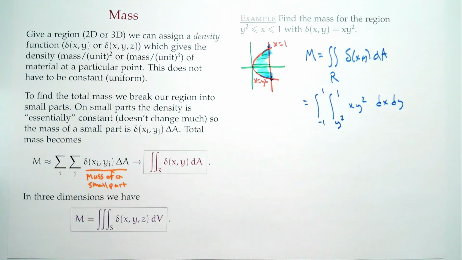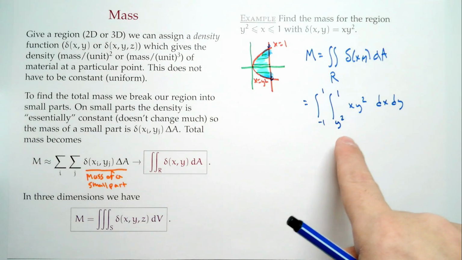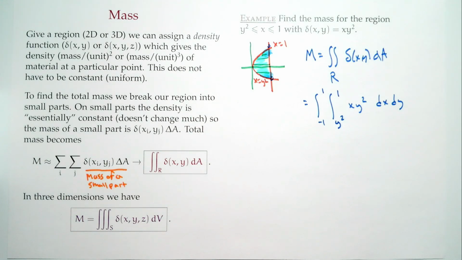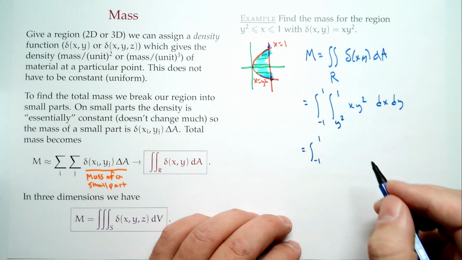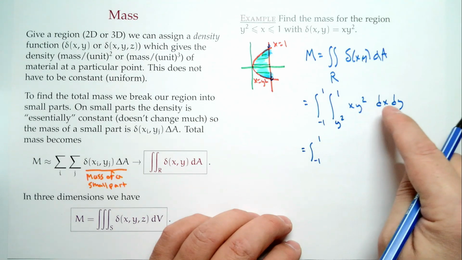Now, this is not an integral where you can pull apart, because we have a variable in that y squared. So we've got to do it one layer at a time. That's okay, it's good to do this. The integral of xy squared with respect to x.